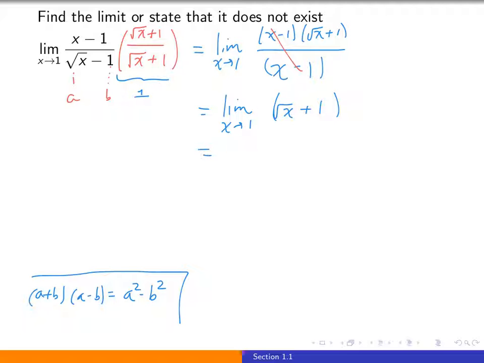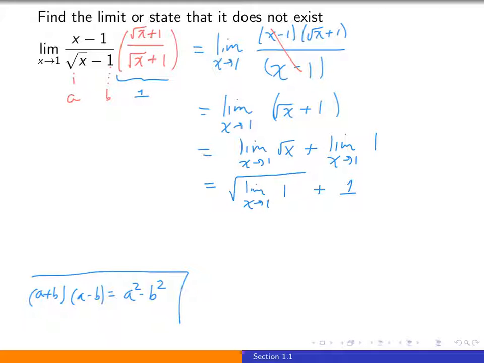Now this is not a polynomial or a rational function because of the square root, so we cannot apply the substitution property, but we can apply our limit laws. We take the limit of the first plus the limit of the second. The first is a limit of the square root, so we can go ahead and plug the limit inside the square root. And the limit of a constant is always that constant. So square root of 1 plus 1, which is the number 2.